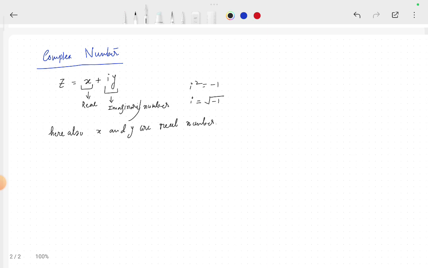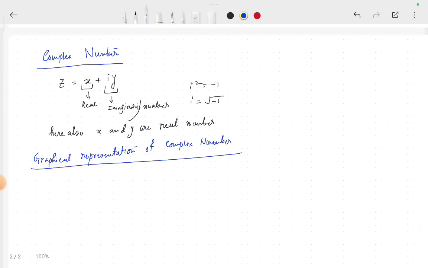So first of all, let's take some graphical representations of complex numbers.